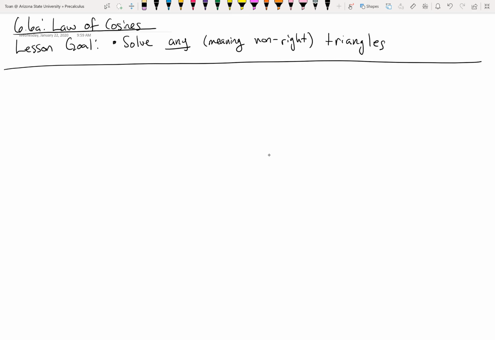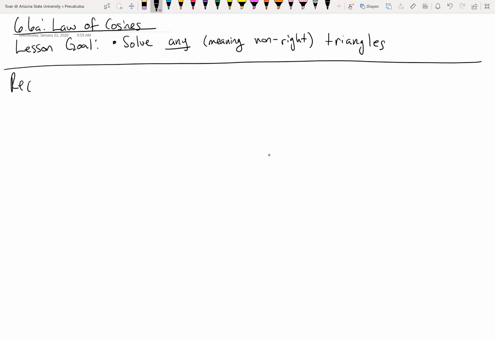Notice the lesson goal is identical to what we've been doing for the past couple of days. It's solving triangles. All of these laws, law of sines and law of cosines, serve one purpose, which is to solve triangles, particularly any triangle. Technically you could use these for right triangles, but we typically reserve these special laws for non-right triangles. That's the idea of the latter half of Unit 6.